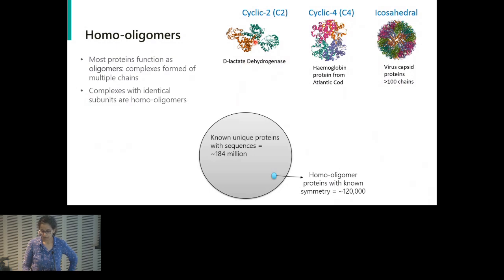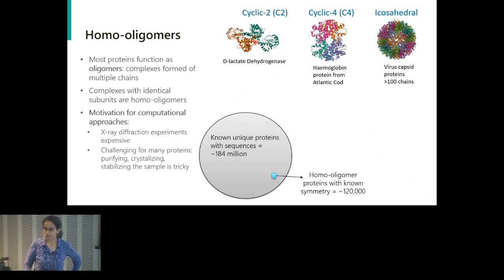For a majority of proteins, the oligomer symmetry is not known, and traditionally solving these structures has involved X-ray diffraction methods, but these tend to be expensive. They cost about a few thousand dollars per sample, and for a number of proteins they are challenging because it's difficult to purify, crystallize, and stabilize the sample.